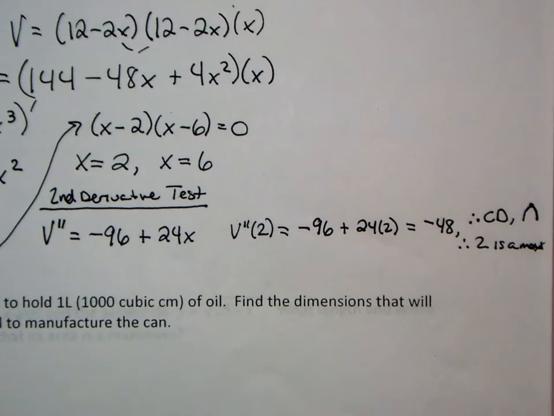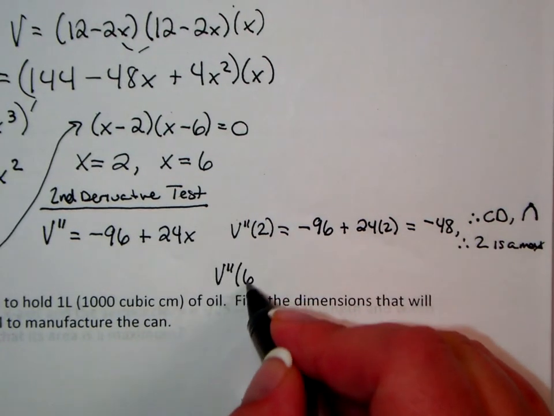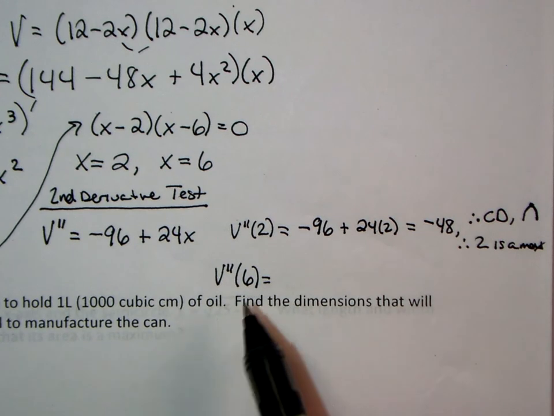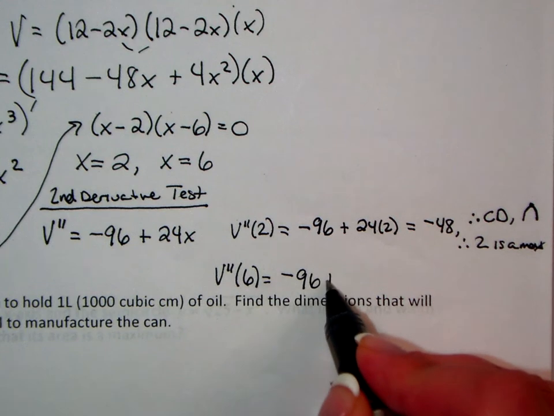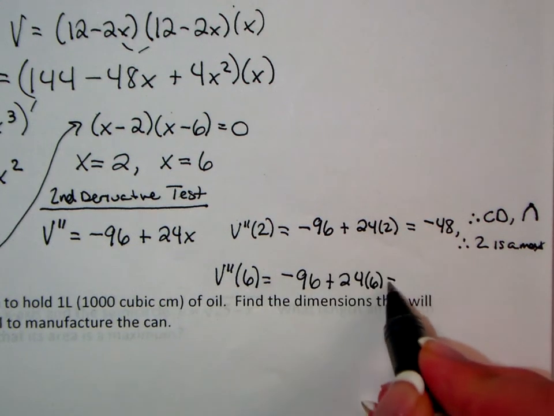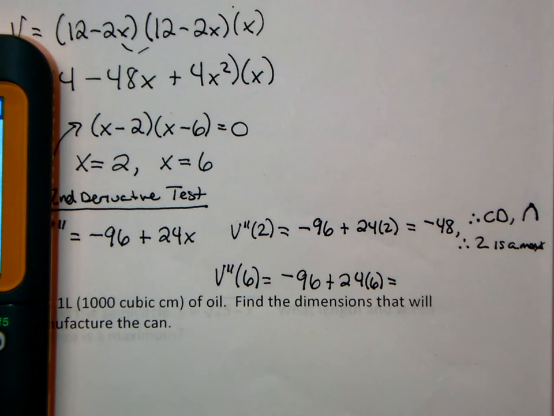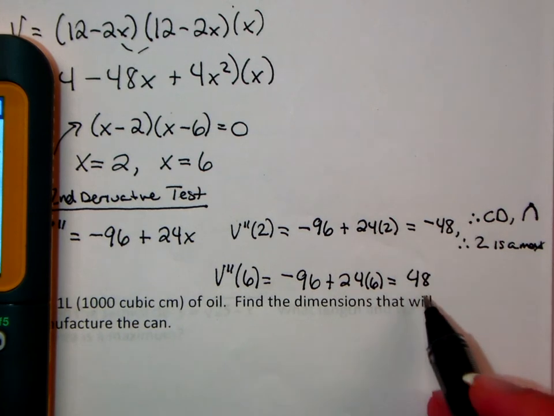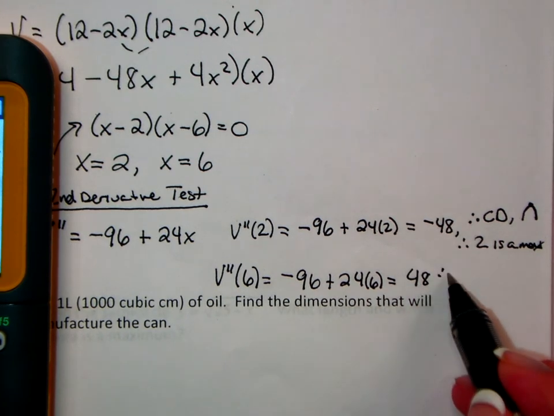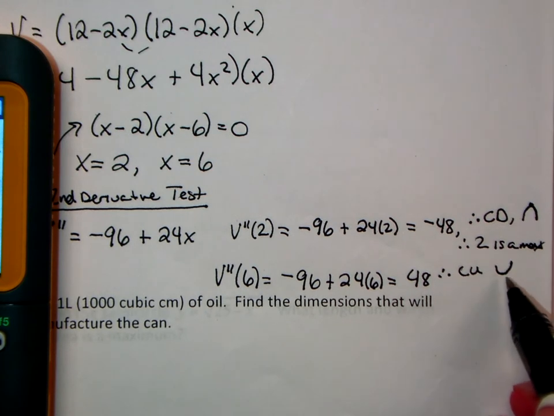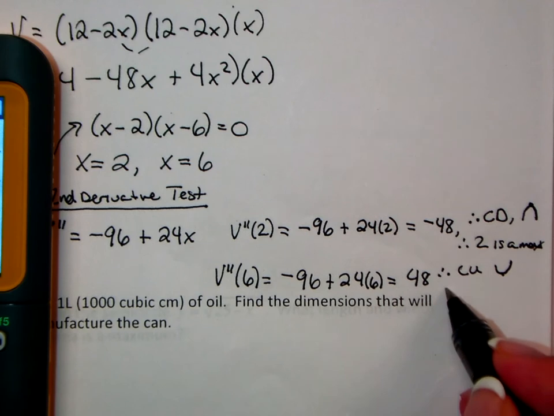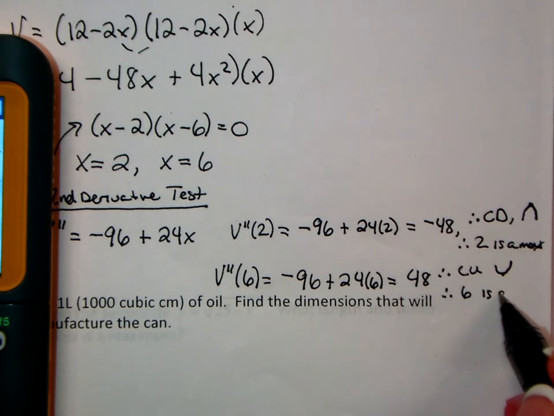All right, so if I were to evaluate the second derivative at our other critical number, if I were to plug 6 into the second derivative, I would get negative 96 plus 24 times 6, which is obviously positive. Let's go ahead and do that. 24 times 6 minus 96 is positive 48. So the second derivative is positive. And if the second derivative is positive, our graph is concave up. And if our graph is concave up, then where the derivative is 0 is a min. So therefore 6 is a min.